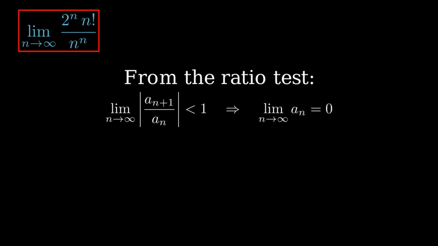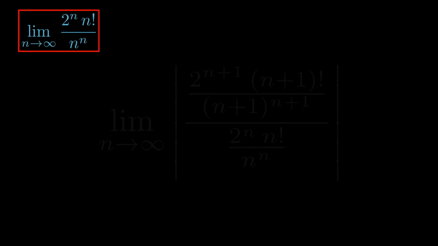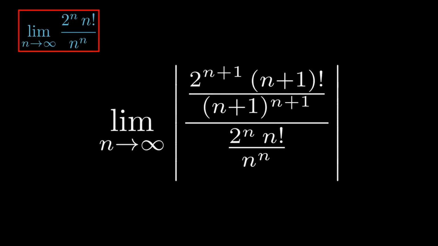Now what we're going to do is rewrite everything in terms of the limit on the left hand side of the implies sign. We have the limit as n goes to infinity of 2 raised to n plus 1 multiplied by n plus 1 factorial divided by n plus 1 raised to n plus 1, divided by 2 raised to n multiplied by n factorial divided by n raised to n, all inside the absolute value sign. Now, what we're going to want to do is simplify this complex fraction.